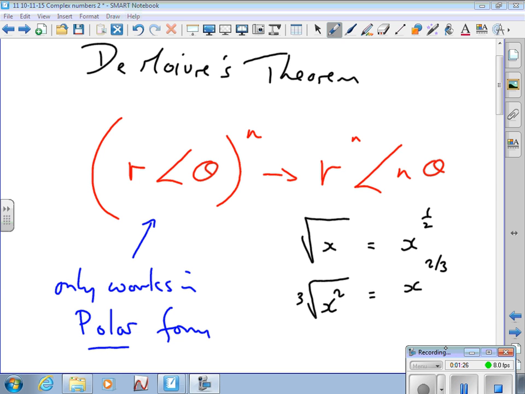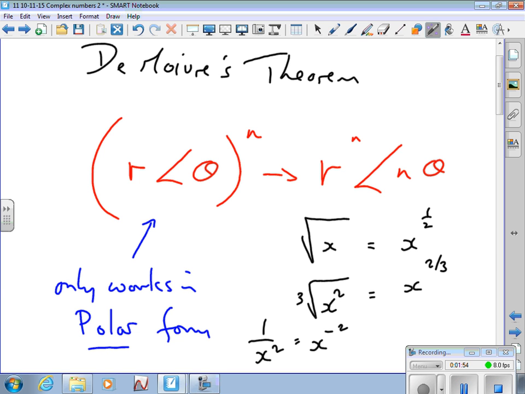Same for laws of indices. x to the -2, if you remember, is 1 over x squared. So again, if I've got an inverse, 1 over x squared, I could call that x to the -2. And again, I can apply De Moivre's theorem, and n would be -2. So that's De Moivre's theorem, and what's it saying?